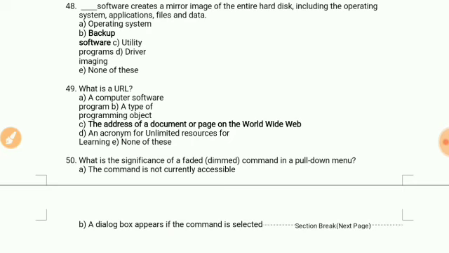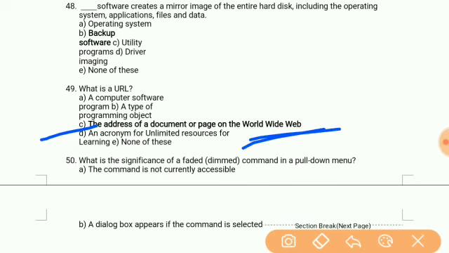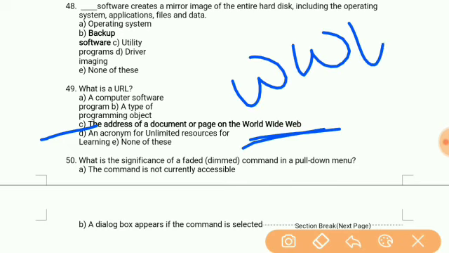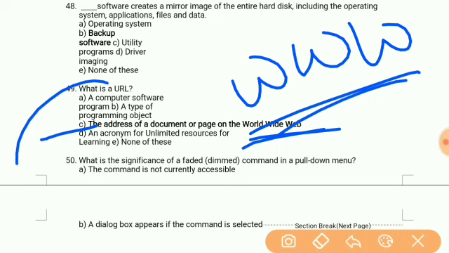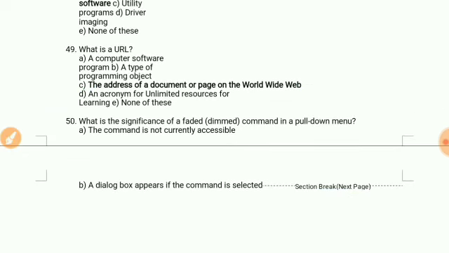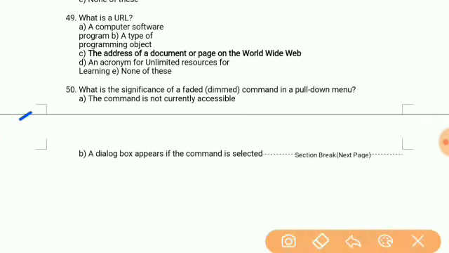Then what is URL? URL is the address of a document or the web page on the www, meaning world wide web. So the URL is the address of every website.